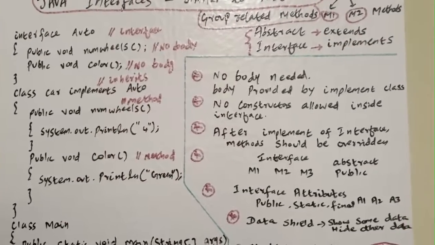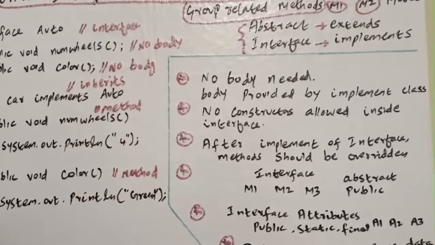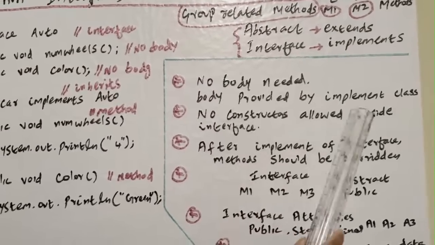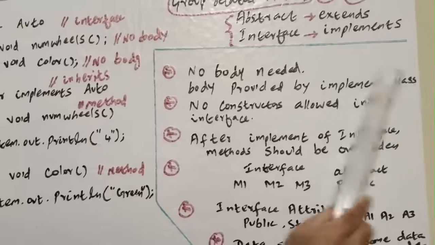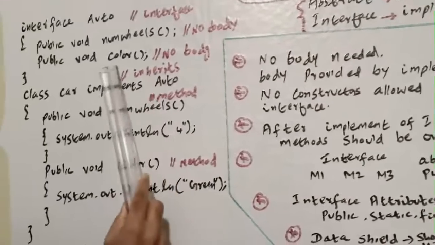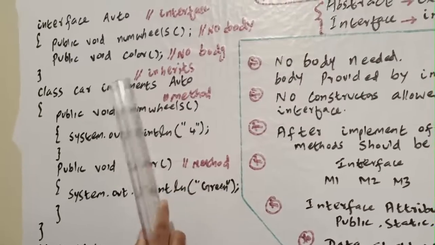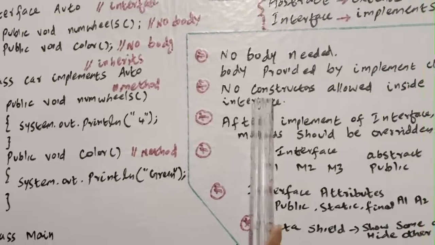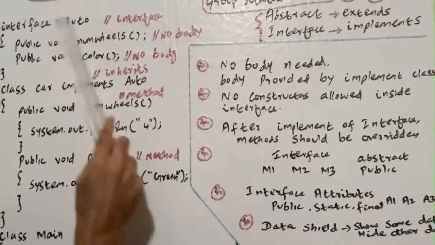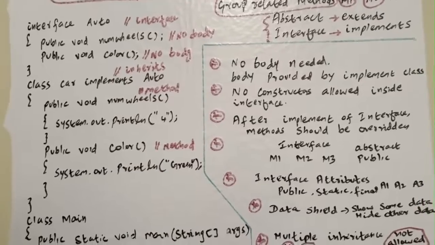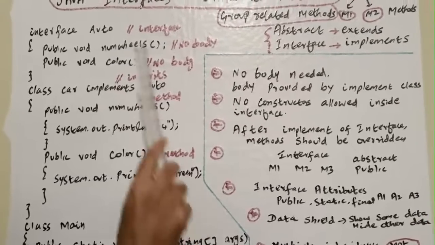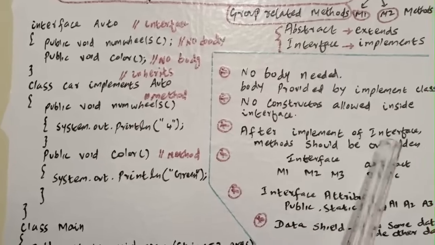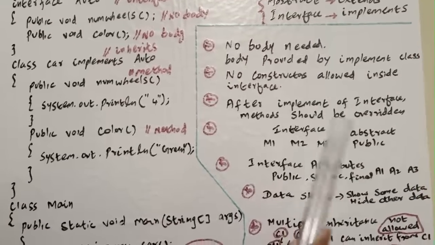So what are the advantages? More features of the interface: there is no body needed. The body is provided by the implementing class. See the implements, this will provide the body. No constructors are allowed inside the interface. See, this is the interface. You cannot introduce access modifiers or constructors inside these curly braces. After implementing the interface, the methods should be overridden.